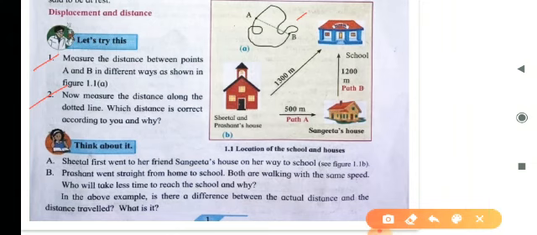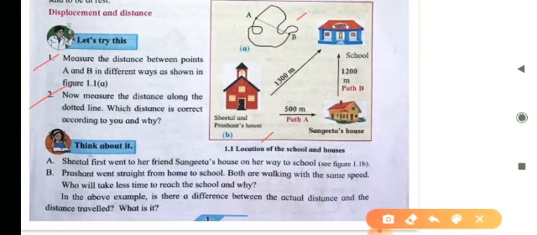You can see there A. Sheetal first went to Sangeeta's house on her way to school. So in figure 1.1b, B. Prashant went straight from home to school. Both are walking with the same speed. Who will take less time to reach the school and why? So here Prashant will take less time as it is the shortest path.